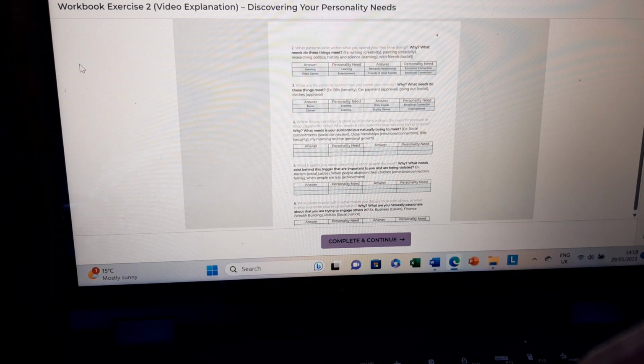But where do you consistently show up effectively without the need for pressure or encouragement? Why? What needs is your subconscious naturally trying to meet through doing this? Okay, so you might look. Let's say we're still G. Where does G naturally show up? Well, nobody has to twist G's arm to learn. It's something that he'll naturally do.